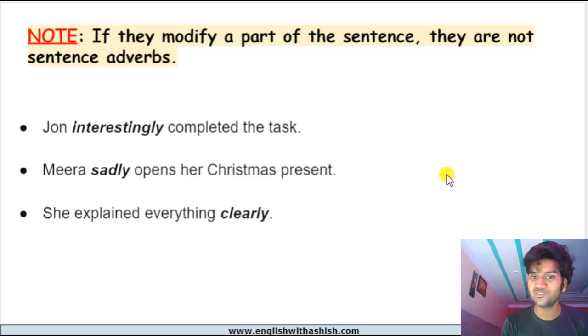All right. So these words are not working as sentence adverbs. These are adverbs of manner. We have a lesson on that. You can check it out. The link is in the description.